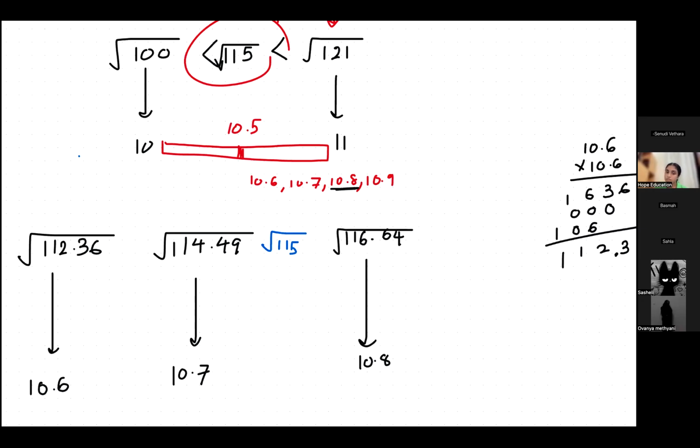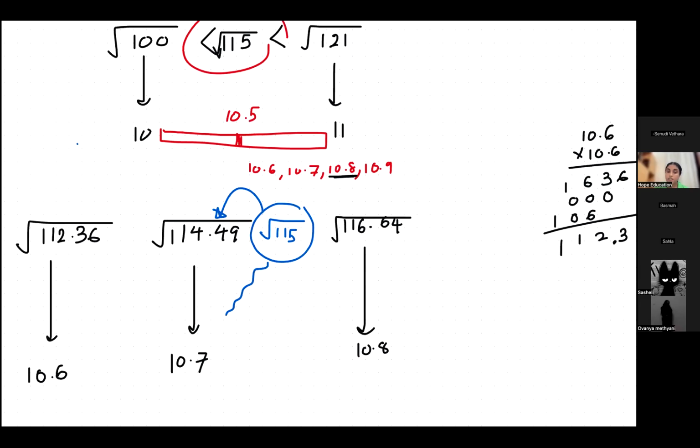Okay, check again. Look at the gap, subtract to find the difference. 114.49. I got the answer in the chat box as well. Yes, 114.49. Since 115 is closer to 114.49, the first approximation of the square root of 115 is 10.7.